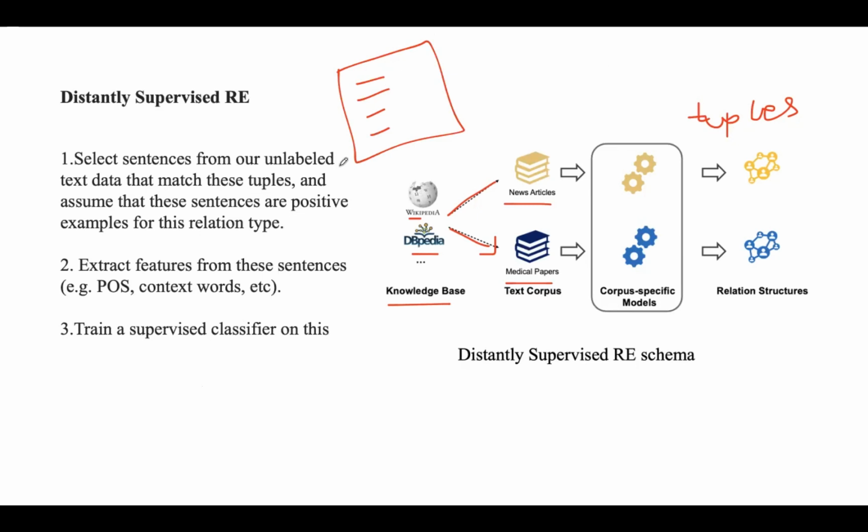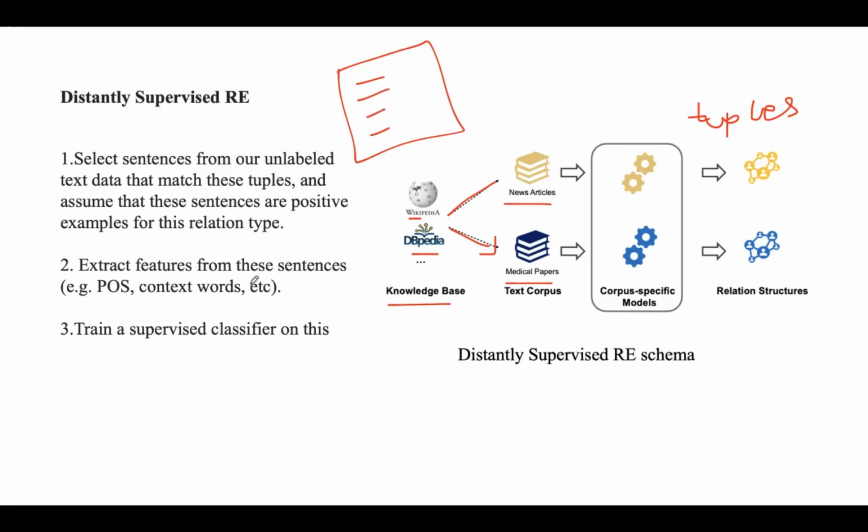So what is a positive example? What is a negative example? We saw that before in the previous slide. If I say Steve Jobs, CEO Apple, then that is a positive tuple or positive example. If it is Bill Gates, CEO Apple, that tuple is a negative example. Here we are assuming that all sentences are positive sentences only.